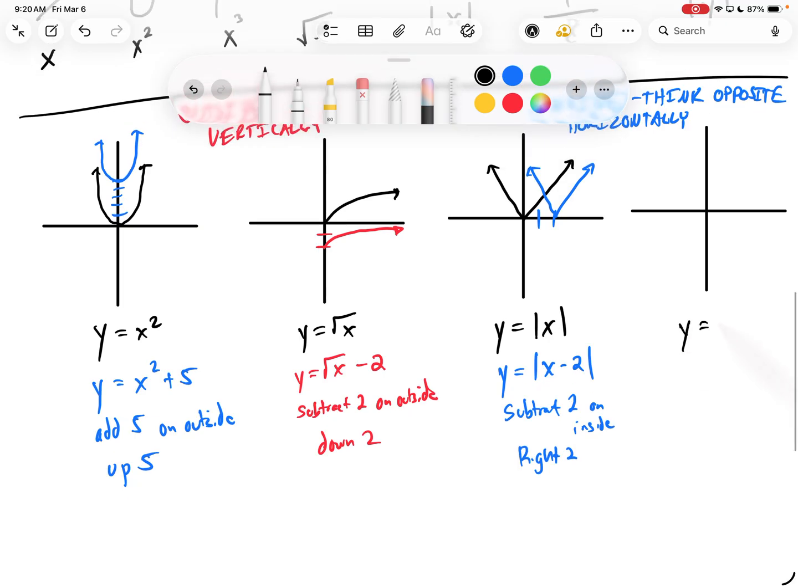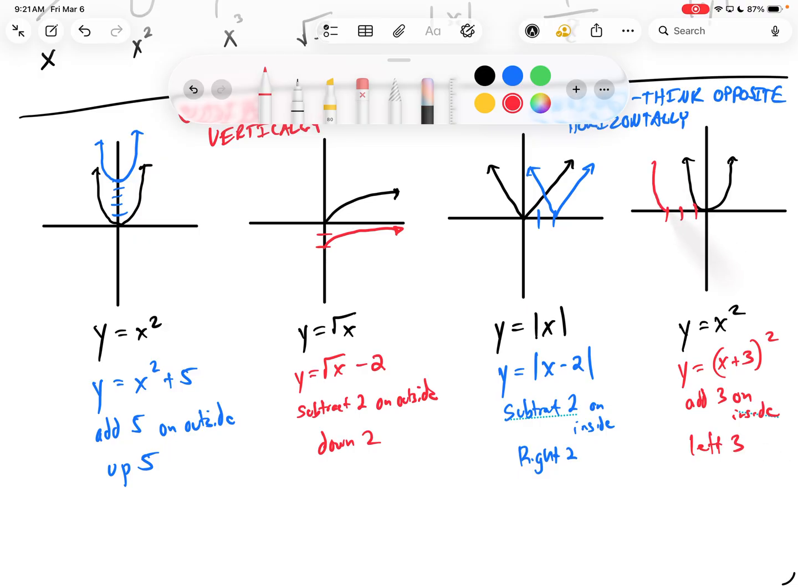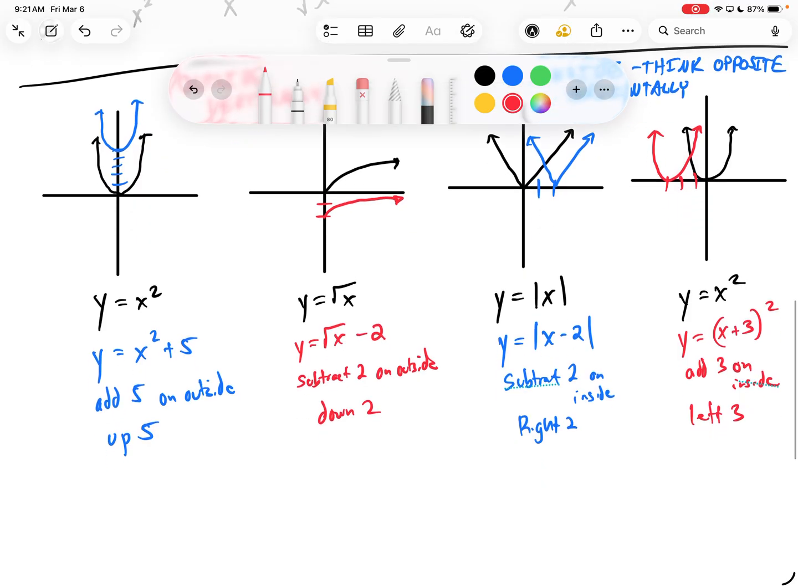I'll just go back to x squared real quick. So if I have an x squared one, again, that graph is just a parabola. I want y equals (x plus 3) squared. Okay, so I know our brain says plus I should go to the right, but we're thinking opposite here. So when I add 3 on the inside, I'm going to go to the left 3. Forgot what number I put there. 1, 2, 3, I go to the left 3. Okay.